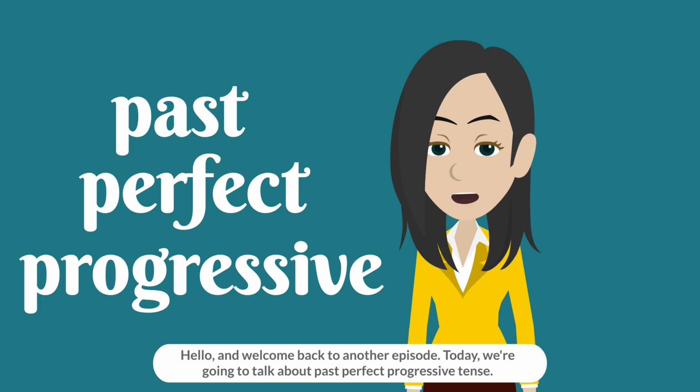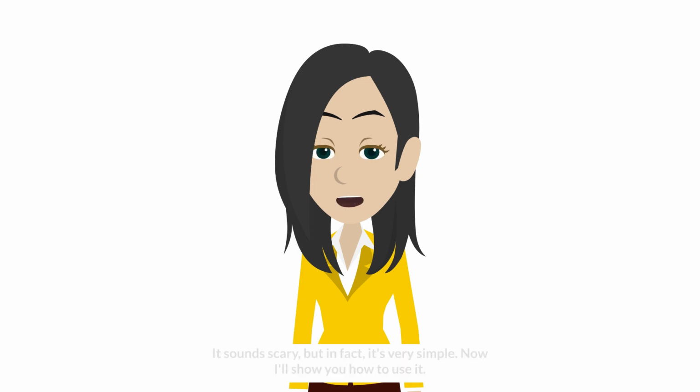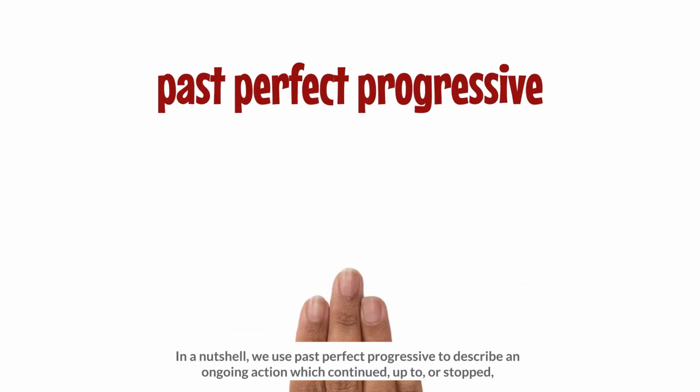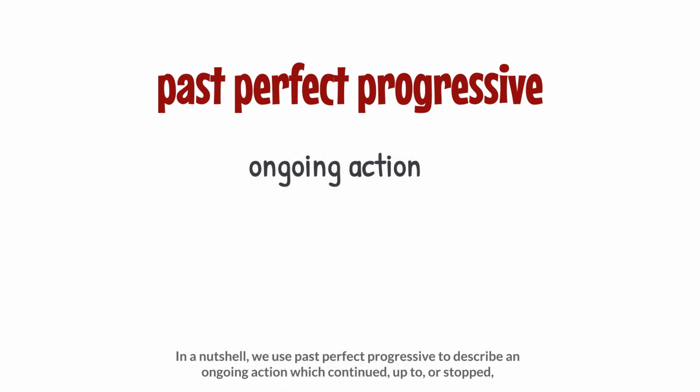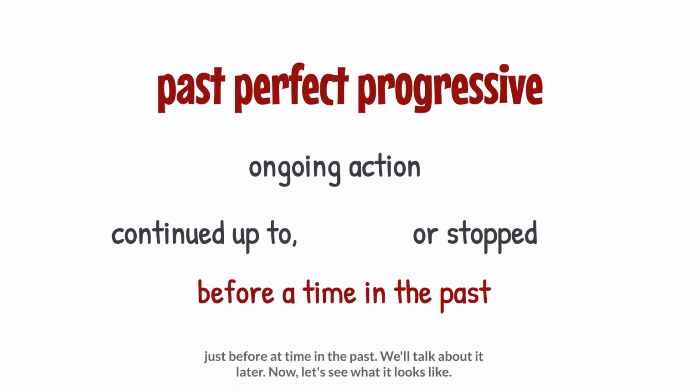Today we are going to talk about past perfect progressive tense. Scared, past perfect progressive? You shouldn't be scared. There is nothing scary. It sounds scary, but in fact it's very simple. In a nutshell, we use past perfect progressive to describe an ongoing action which continued up to, or stopped just before, a time in the past. We will talk about it later.